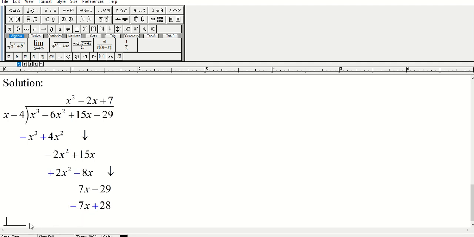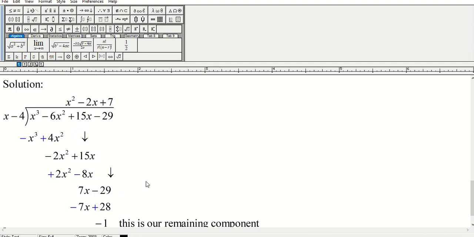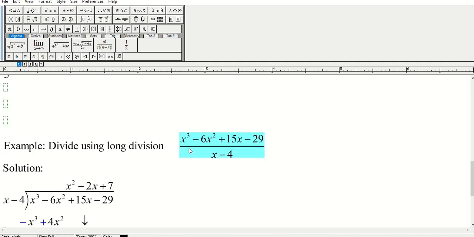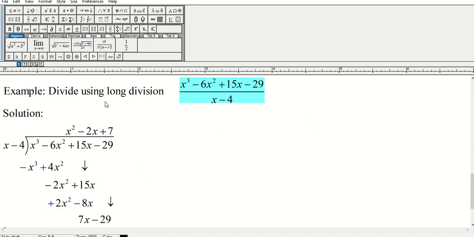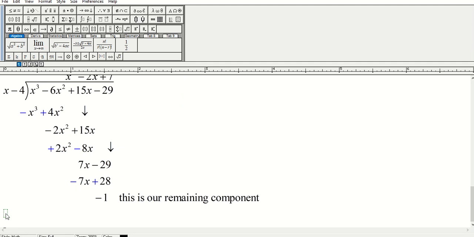Now we should be able to move over again. This one's going to be a 0, but this one will be a 1, and in fact it's going to be a -1, so let's put that in. This is our remaining component. I don't like to call it the remainder yet, so let's go grab this. That thing is top heavy, because it's got an x cubed over an x, so it's going to spill out an x squared. And we got that x squared.